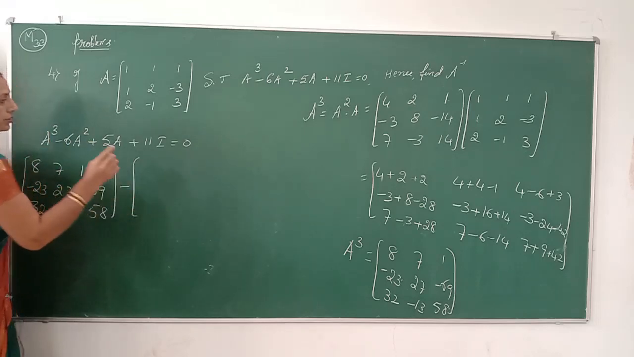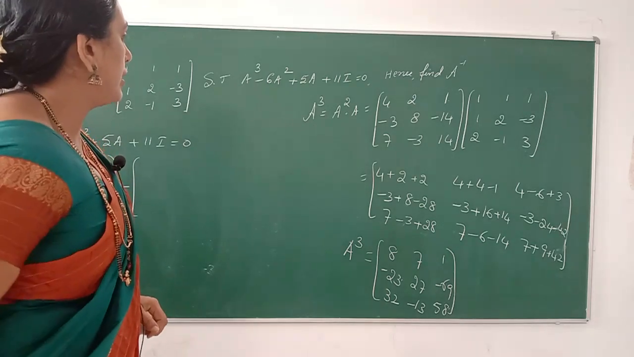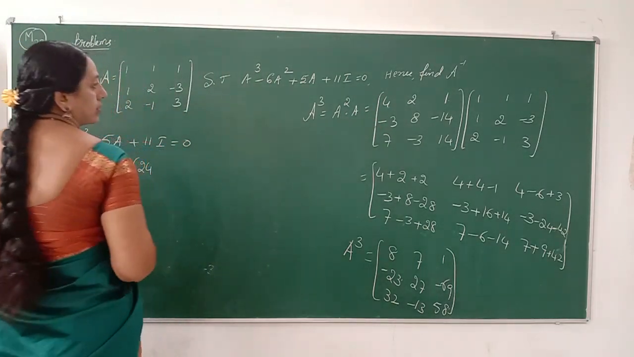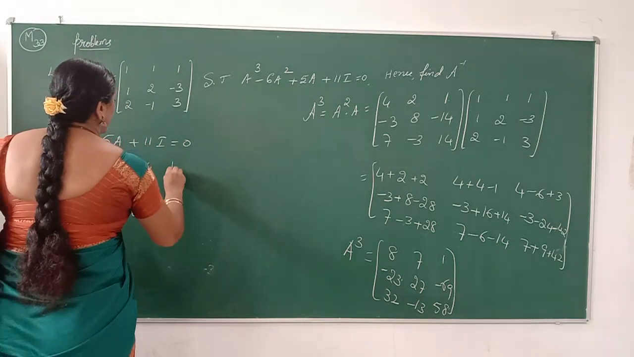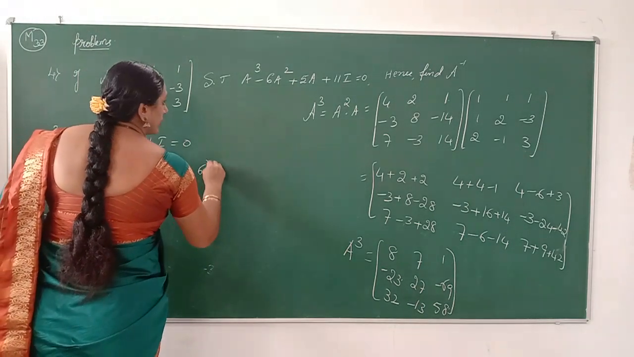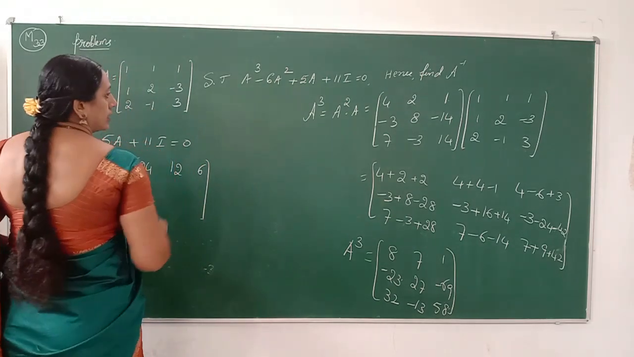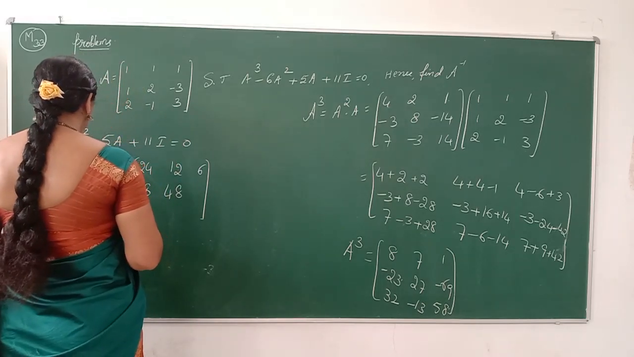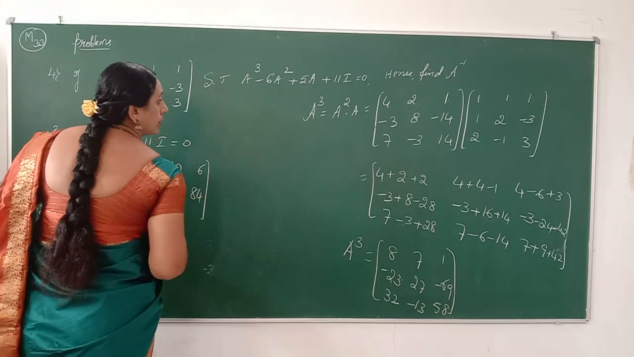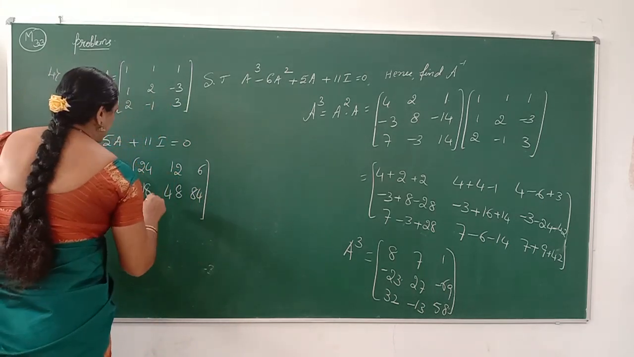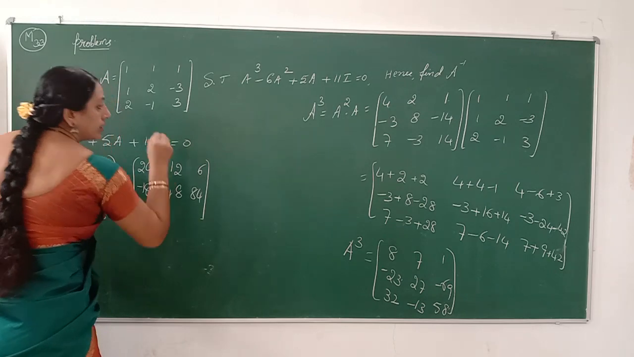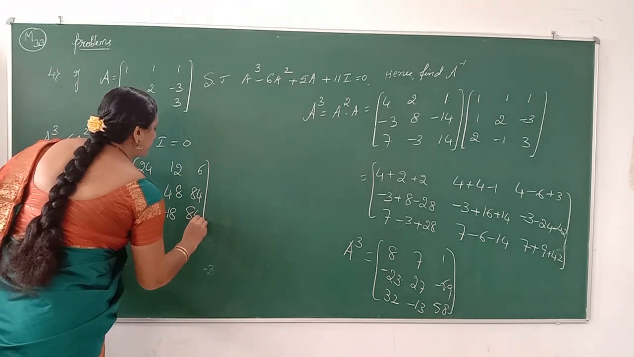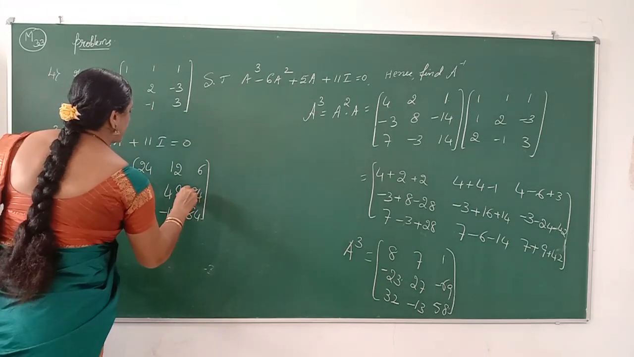Minus 6 into A square means the elements of A square are multiplied by 6. 6 into 4, 6 into 2, 6 into 1, 6 into minus 3, 6 into 8, 6 into 14, 6 into 7, 6 into 3, and 6 into 14. That is minus 84.